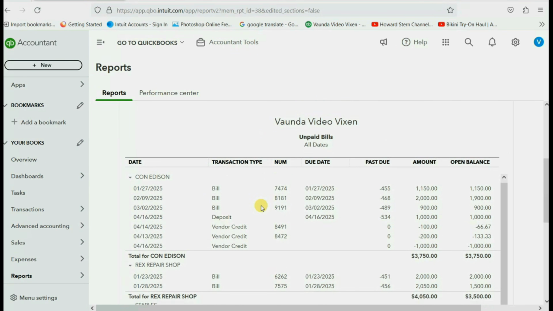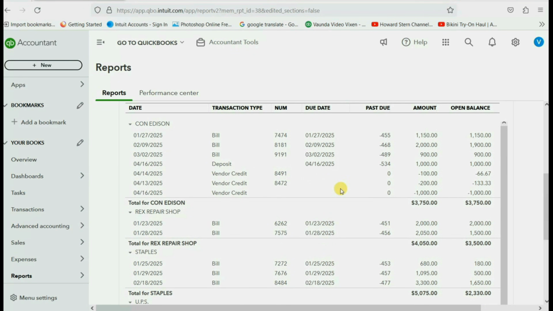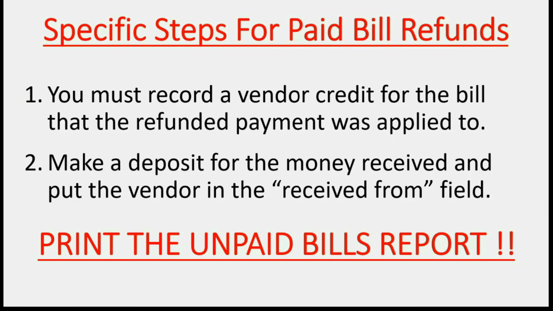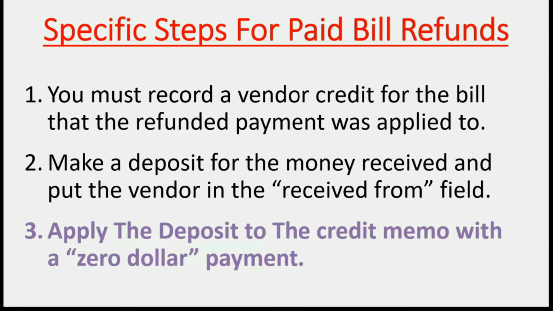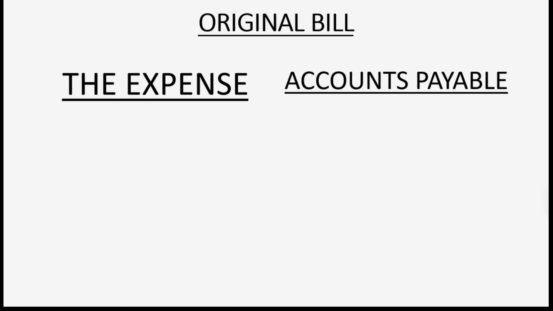So what do we do? After we print it or take a screenshot, we're going to do step 3, and both the deposit and the credit will disappear forever. That's why we have to print it before we do our third step. But our third step cleans up the report so it can be perfect going forward in the future. So we apply the deposit to the credit with a $0 payment.